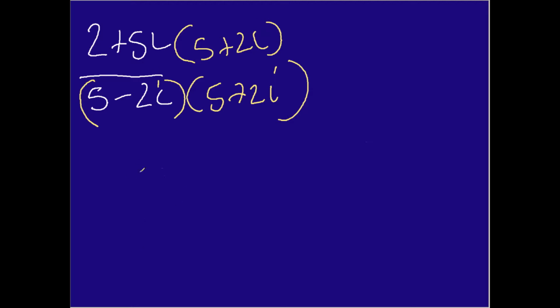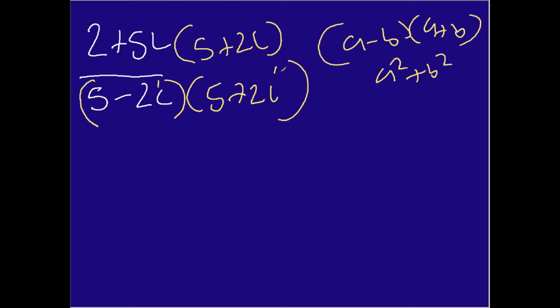Now, for the bottom, it should be kind of clear what to expect here. Remember what I told you about multiplying when you have the pattern of a minus b and a plus b. The answer is going to be a squared minus b squared. That's what our answer is going to be here. So in the bottom one, we're going to have 5 squared minus 2 squared, and then multiplied by, of course, i squared, like so.